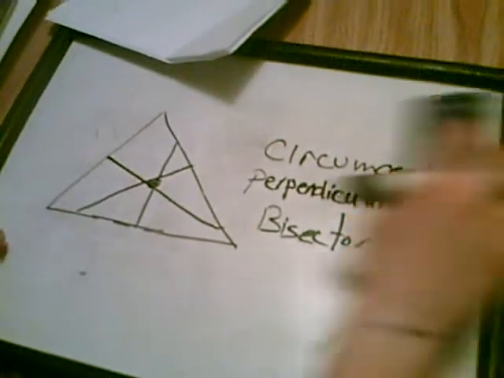Alright. Also, oh wait, I have a nice picture of that too. Circumcenter, they should all meet, bisecting each side individually. I constructed that one again for you.